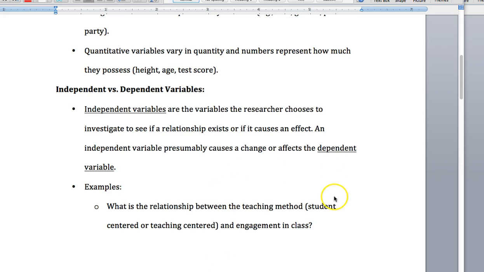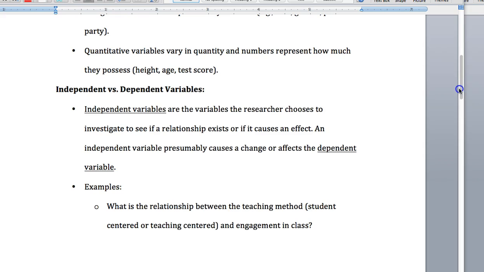For example, you've got a question here. What is the relationship between teaching method and engagement in class? So if you look at that, what would you think would be the independent variable? What would be being changed in there? Yeah, it would be the teaching method. And then the dependent variable would be the engagement of the students in class.